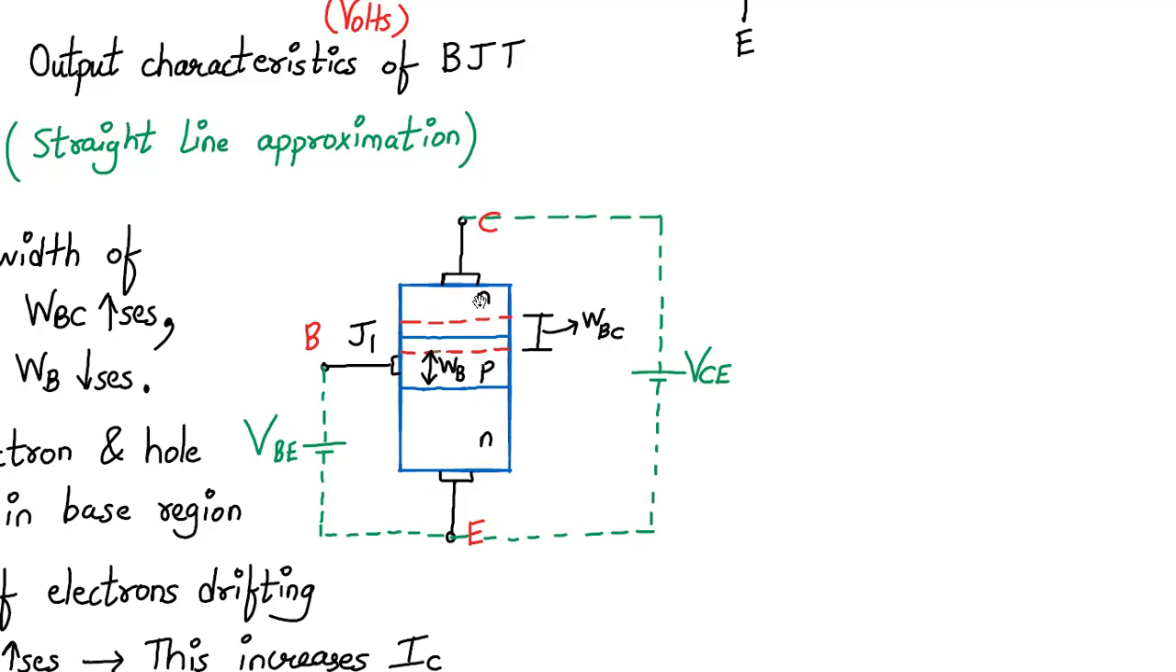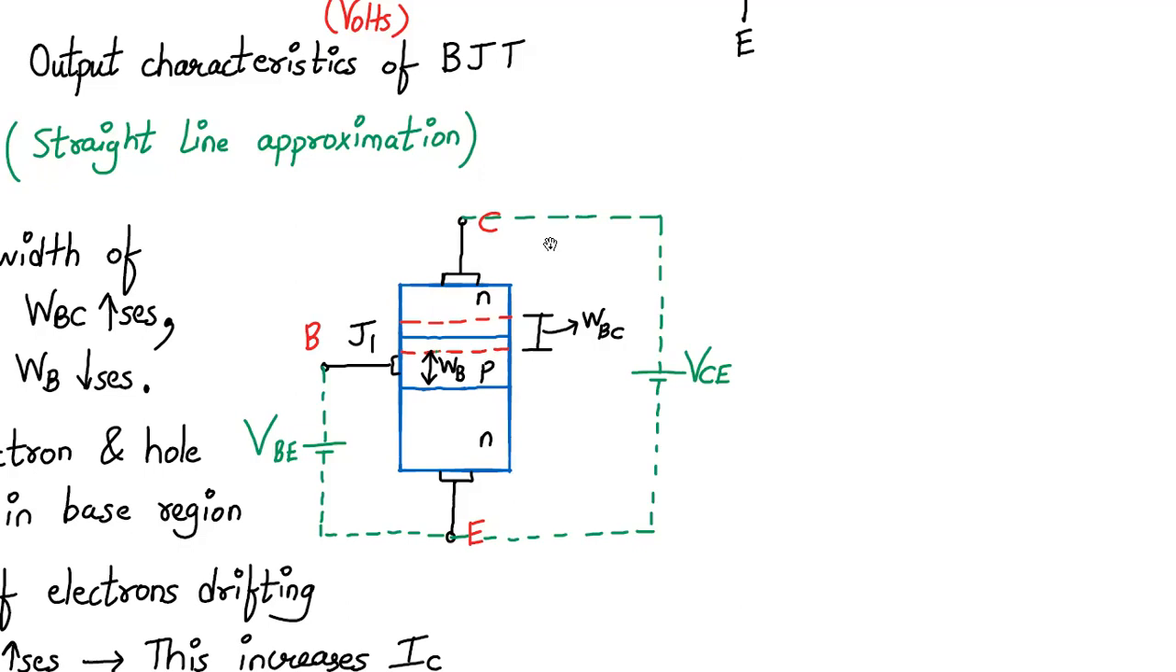So again, I repeat, what happens is, as you go on increasing the value of VCE, the width of the depletion region WBC of the base collector junction will increase, and the effective width of the base will reduce. So there will be less electron-hole recombination in the base region. Whatever electrons are coming from the emitter are drifted to the collector region. So the number of electrons drifting towards the collector increases, and that will increase the collector current IC.